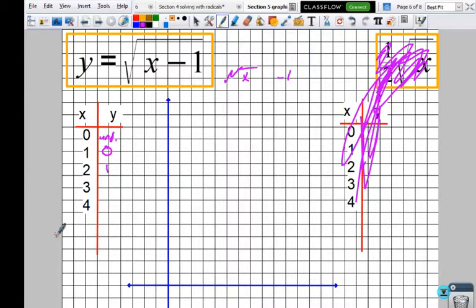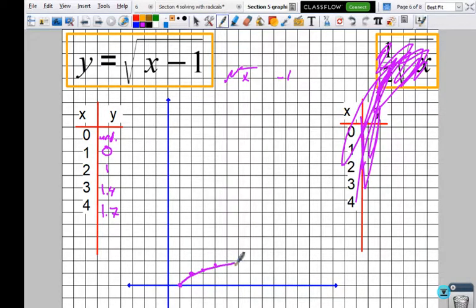Alright, Kinsey, what did you get for 3? 1.4. Ashlyn, what did you get for 4? Okay, so let's graph these. So I have 1, 0, 2, 1, 3, 1.4, 4, 1.7.